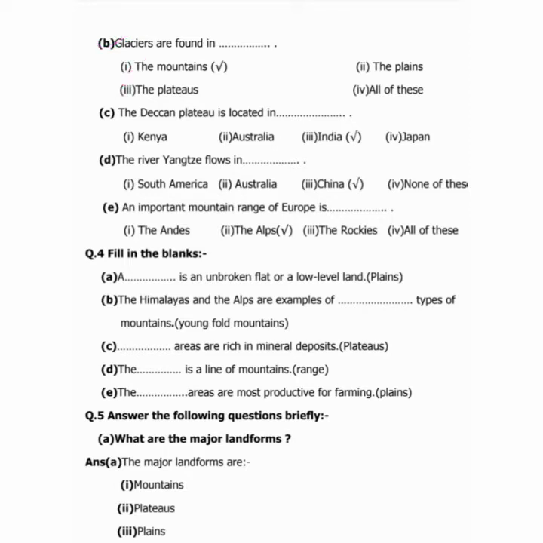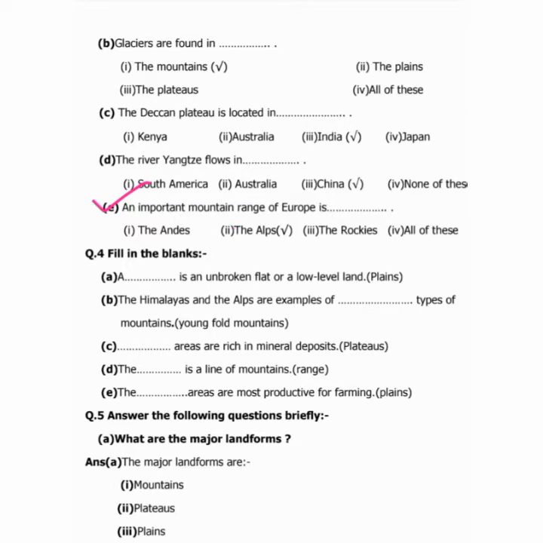Then the Deccan Plateau is located where? In Kenya, Australia, India or Japan? Yes, in India. Then the river Yangtze flows in China. Then coming to E: an important mountain range of Europe is the Alps. I will discuss this in the map when I tell you the map.